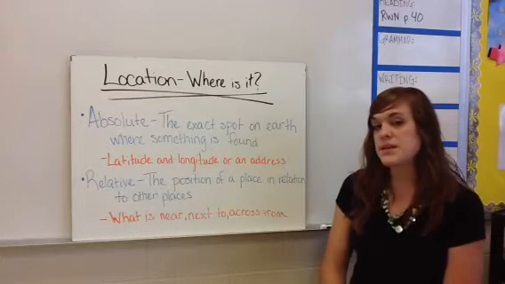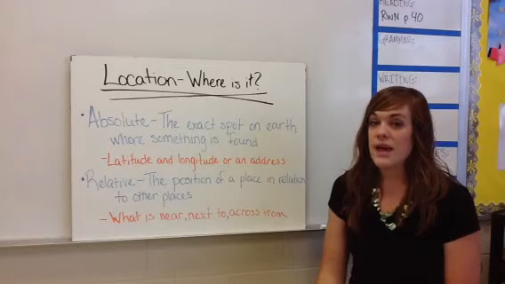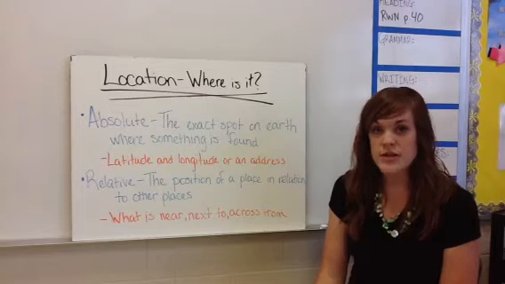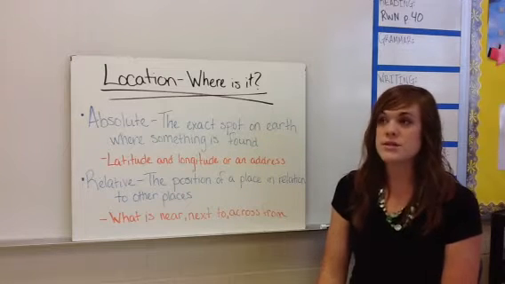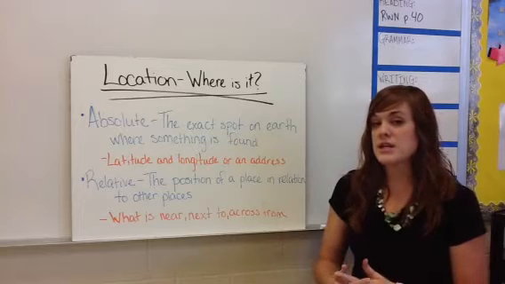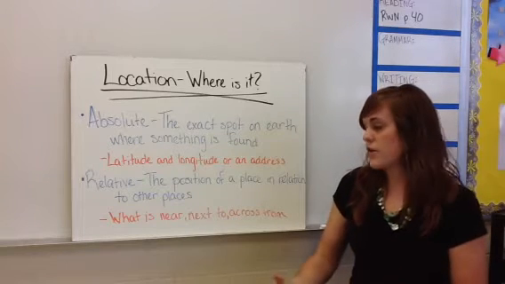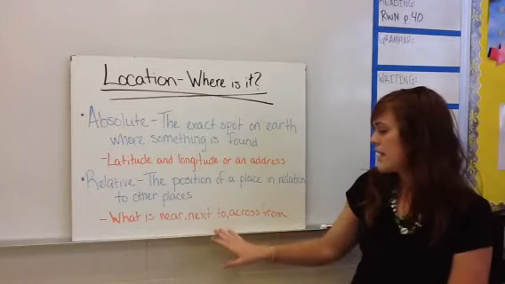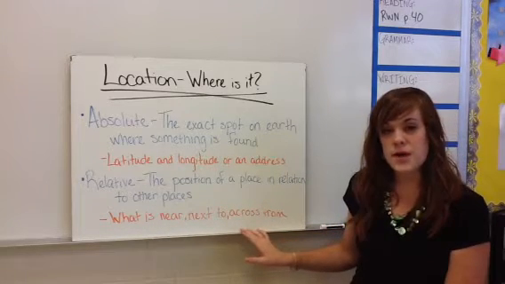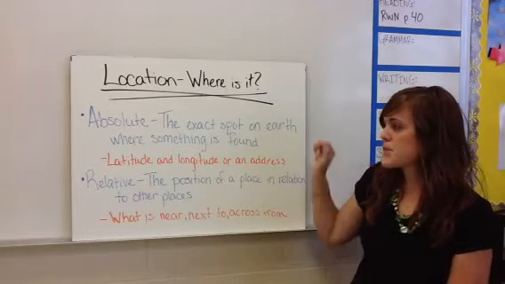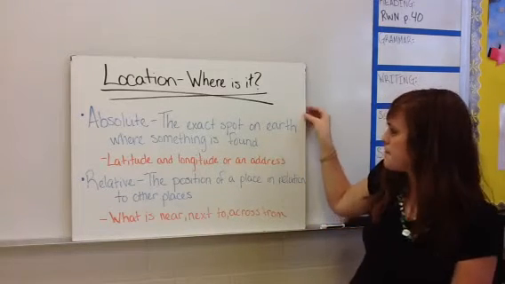Relative is the position of a place in relation to other places. So you might live down the street from Walmart or across the street from a restaurant, and you could explain to people where you lived using other places. So you would think of what's near, next to, or across from a place. You don't need to write any of that down. Okay?